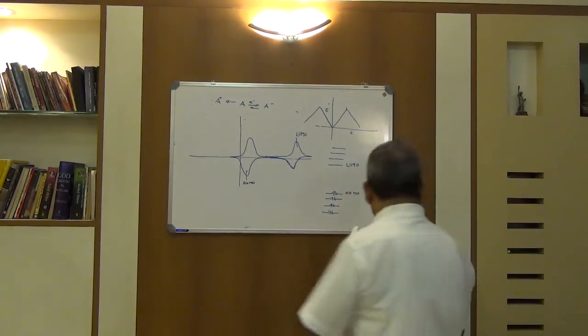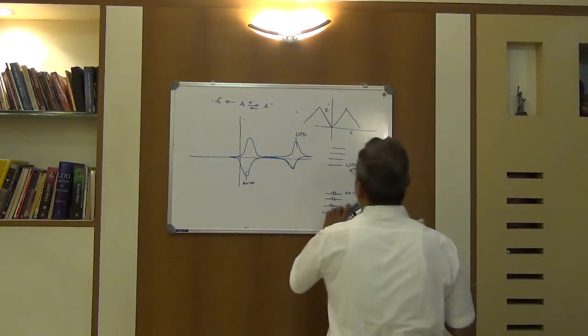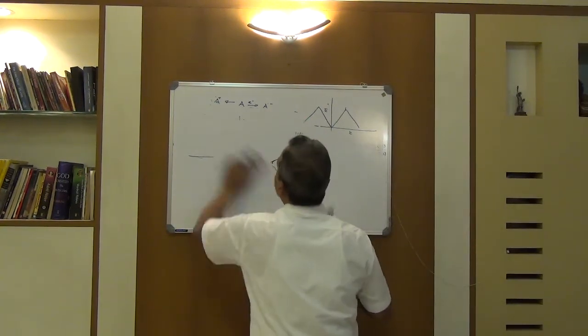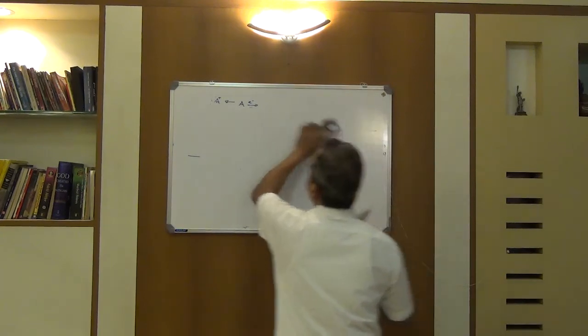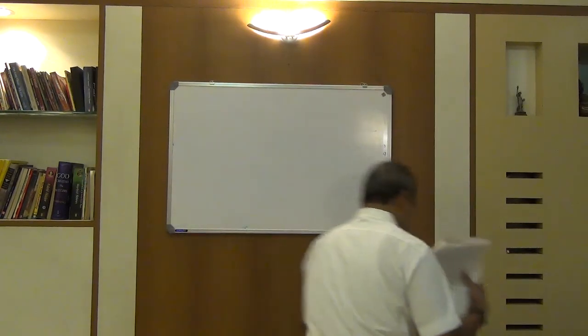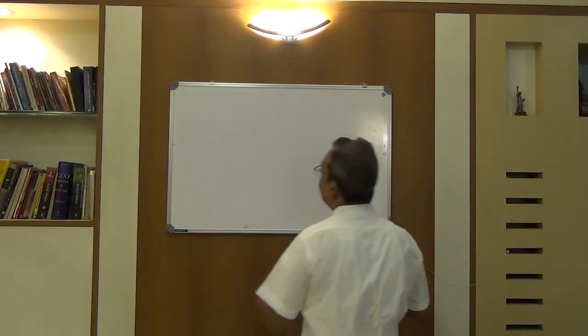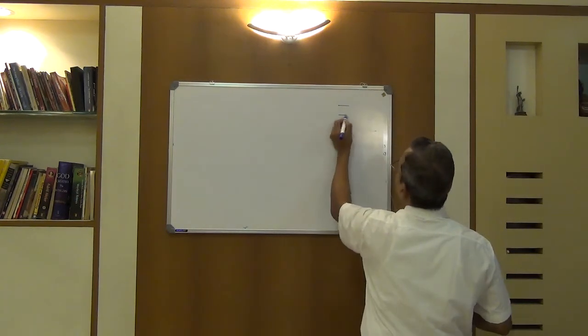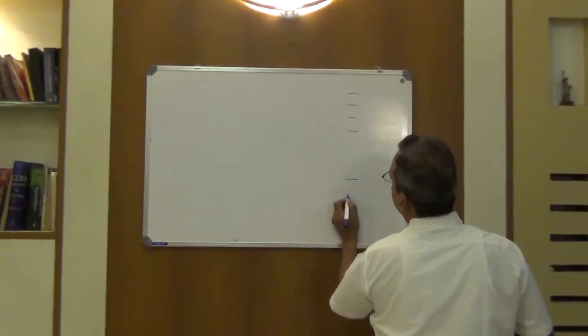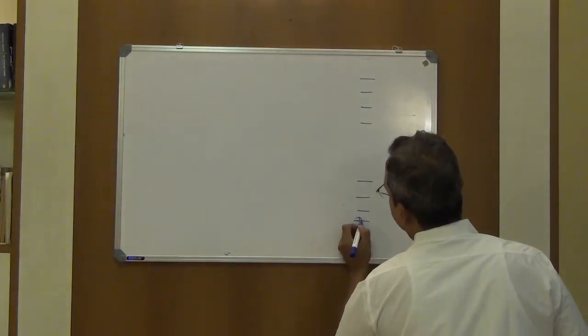Suppose we have another system with multiple steps, like the C60 molecule. You know C60, buckminsterfullerene. In the C60 molecule we have multiple electronic states, and it can accept electrons in those steps. These are filled states.